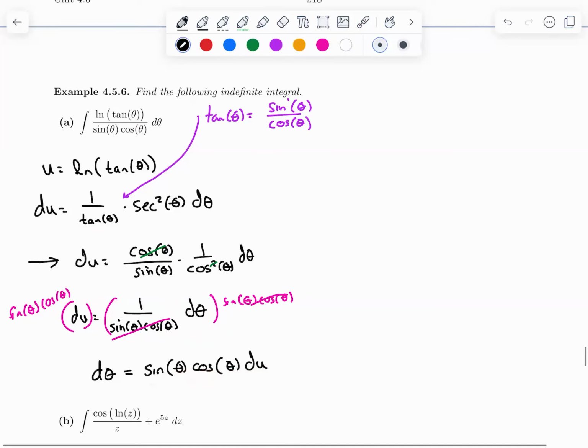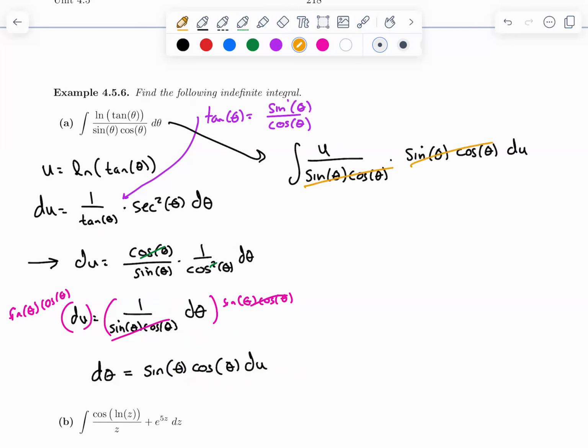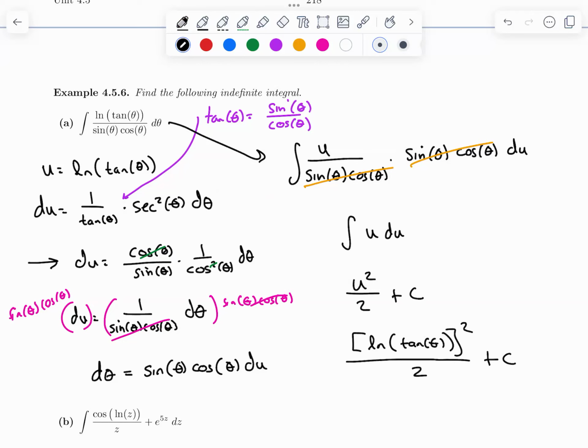So this becomes the integral of u over sine theta cosine theta times sine theta cosine theta du. And boom, those both cancel. And we've just got a nice integral of u du. And so that'll be u to the second power over 2 plus c. And at the end of the day, that would be natural log of tangent of theta squared over 2 plus a constant c.